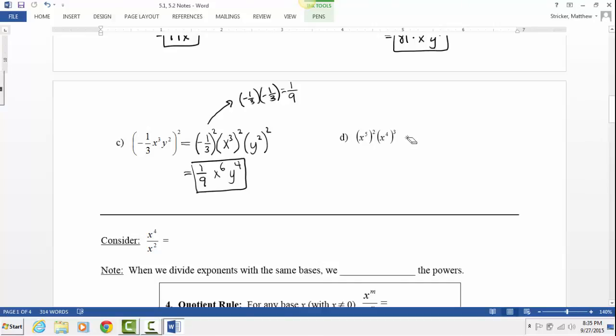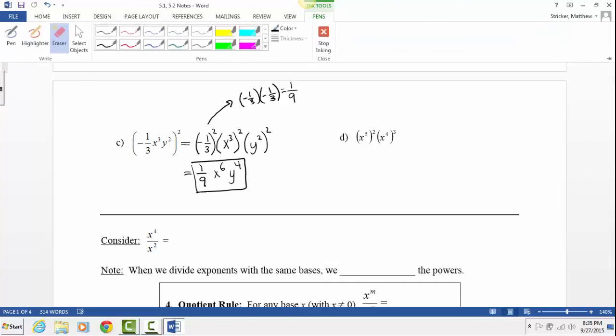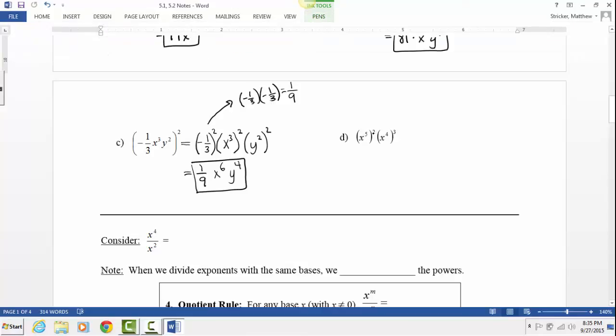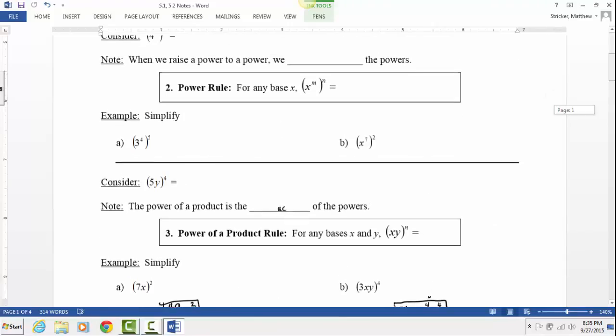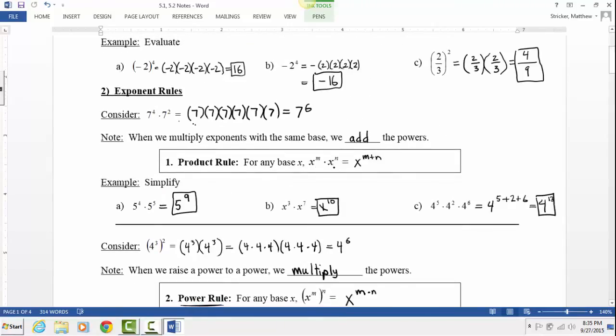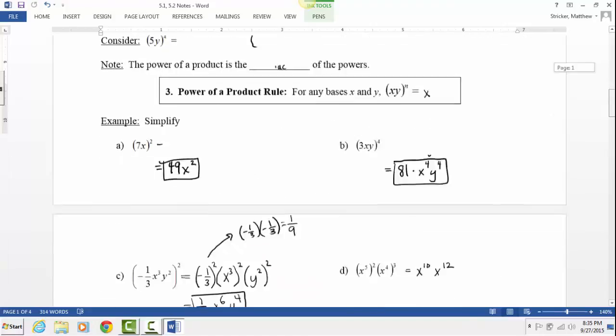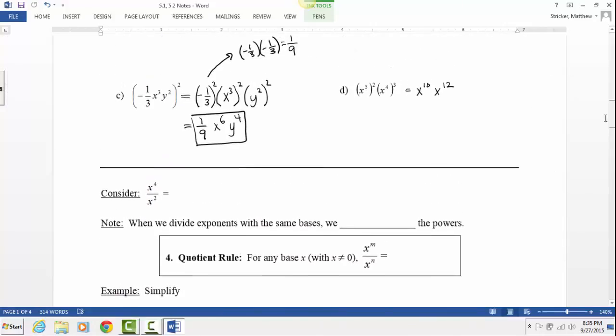So I have one more example here. This is another one where we are going to be raising powers to powers. So 5 raised to the 2nd, that's multiply the powers, so that's x to the 10th. And then again, the x to the 4th raised to the 3rd, multiply 4 times 3, we get 12. And now we have an exponent times an exponent, which is the product rule. That was the first one we talked about. The product rule, when you take an exponent times an exponent, you add the powers. So when I add 10 plus 12, I get 22. So this is x to the 22nd power.